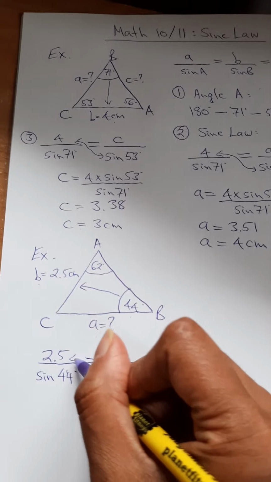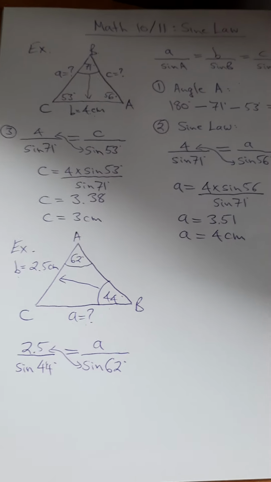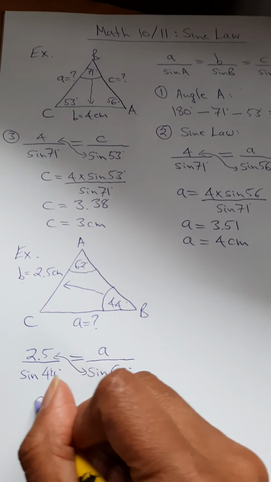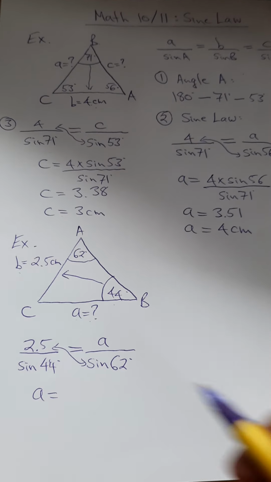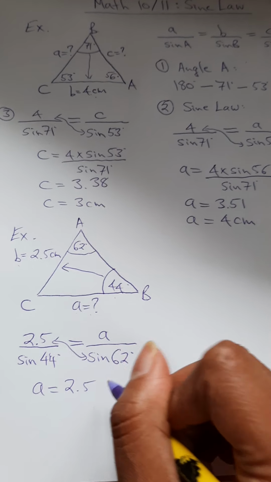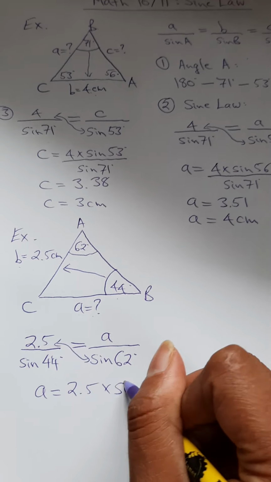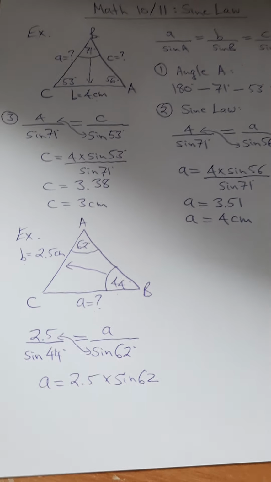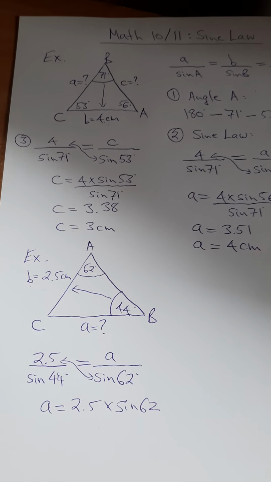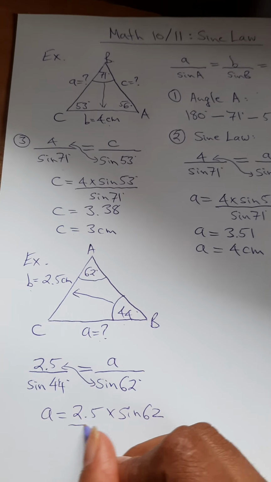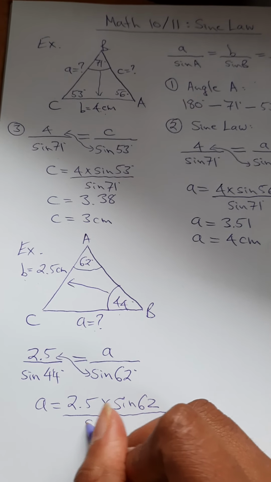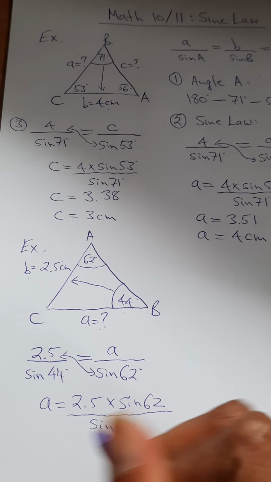Again, I just want to cross multiply this. I'm looking for A, so I'm going to do A equals 2.5 times sine 62, like this. And then you have to divide it by the third side. So we're going to divide it by sine 44 degrees.